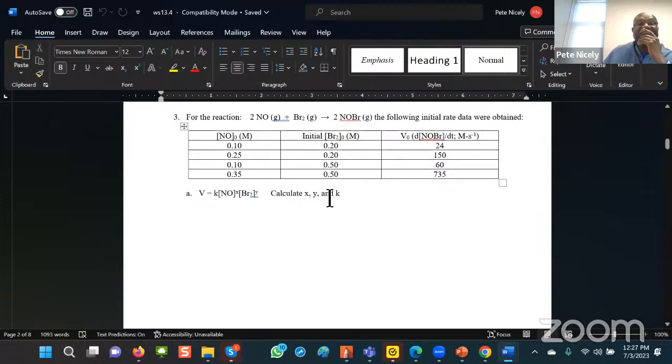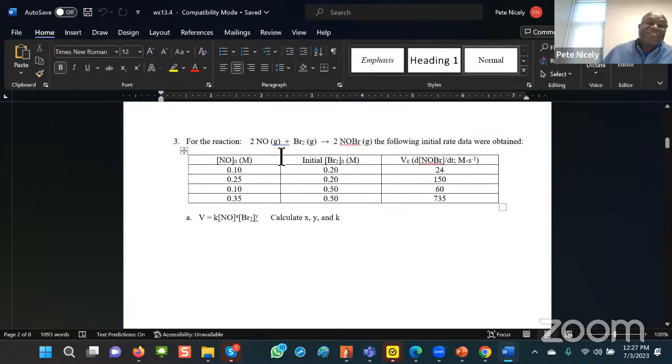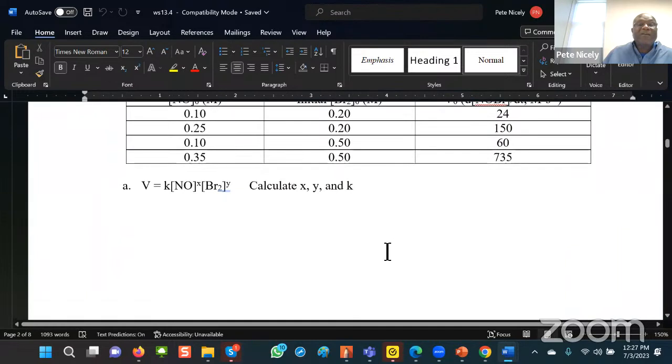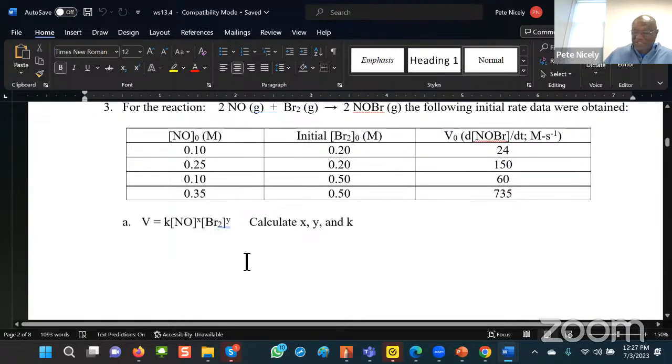Okay, so they're asking for us to calculate the orders. This is the reaction right here. This is the data collected. These are the concentrations of NO and Br2, and over here we have the rate. So let me make this larger here.